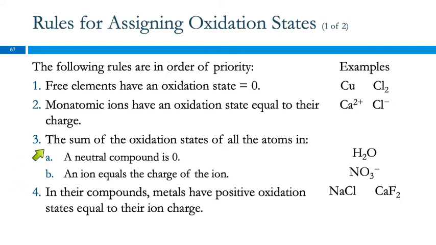Number 3 here, this is the same idea as with ionic charges. The sum of the oxidation states in a neutral compound is 0. In an ion, it equals the charge on the ion. So for H2O, the hydrogen and the oxygen may have non-zero oxidation states, but because this is a neutral molecule, the charges add up to 0. The oxidation states, sorry. Here, NO3 minus, overall this has a -1 charge, so the oxidation states have to add up to -1.